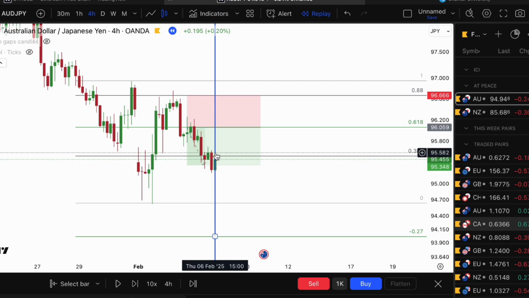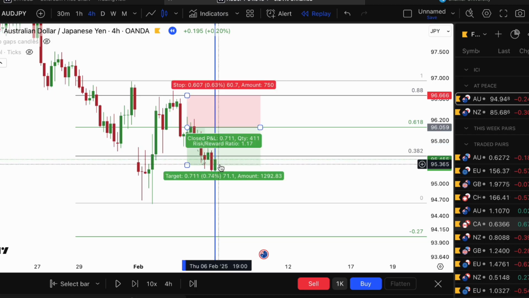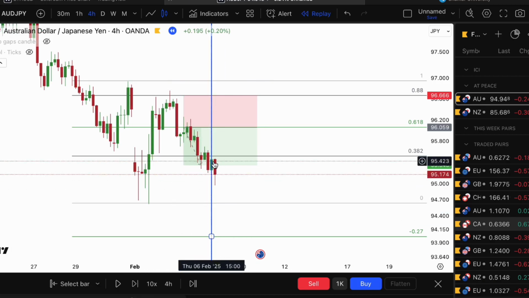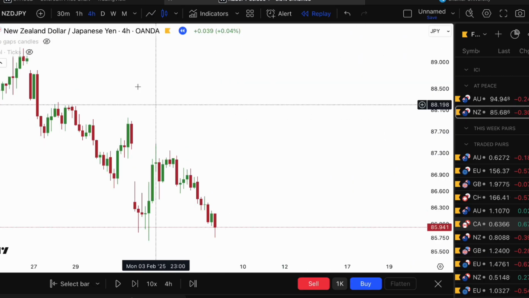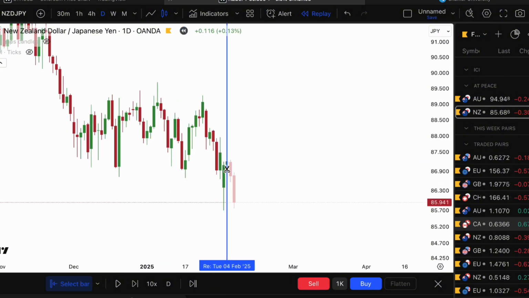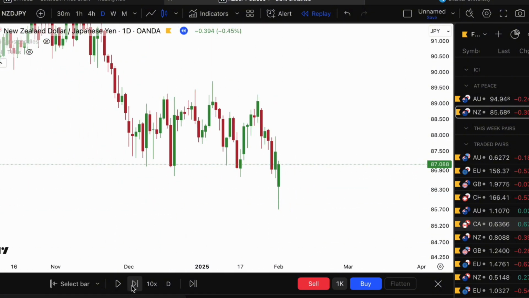The reason I closed my trade right here is because I don't hold over the weekend, and I close my trade before the end of the London session on Friday. So that will be this candle, or possibly could have been this next candle, but I ended up closing right here. Now we have NZD JPY. Let's remove these candles and give you the setup.